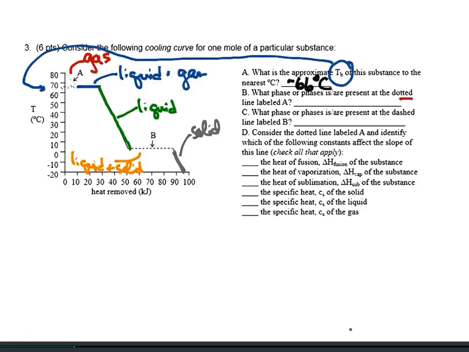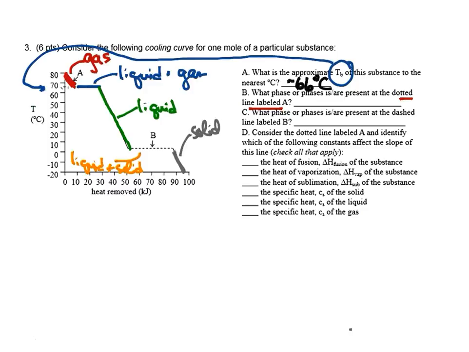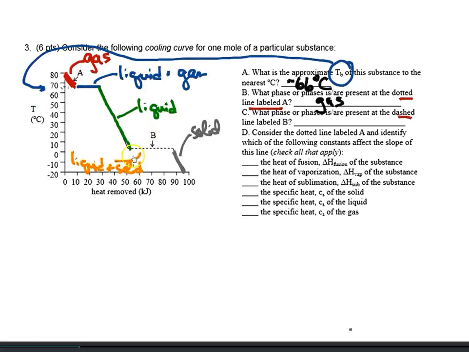Part B, what phase or phases are present in the dotted line labeled A? That's here. I didn't color that on purpose so that we could see it. That's here, and that's a gas. What phase or phases are present in the dashed line labeled B? That's here, and that's the liquid and the solid present together.